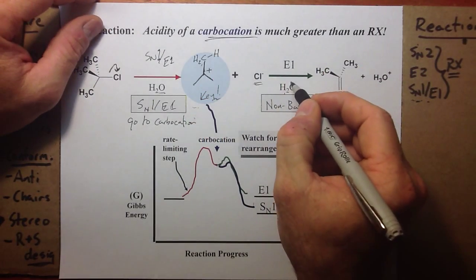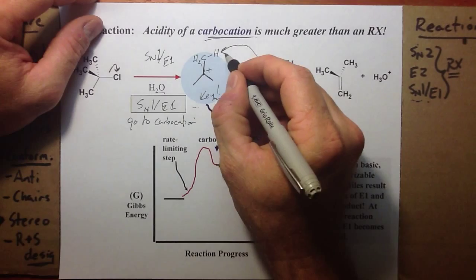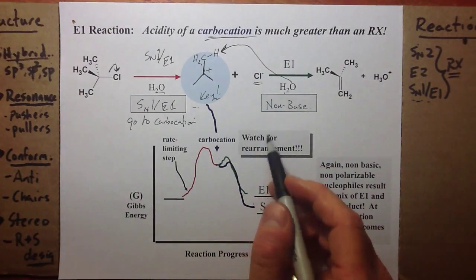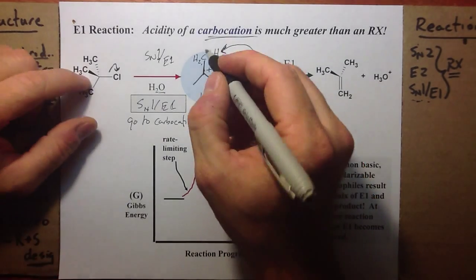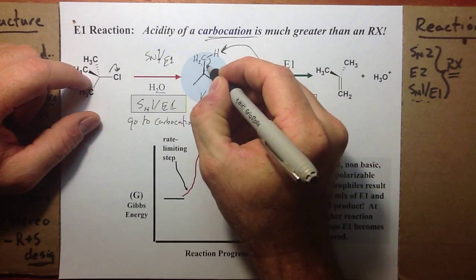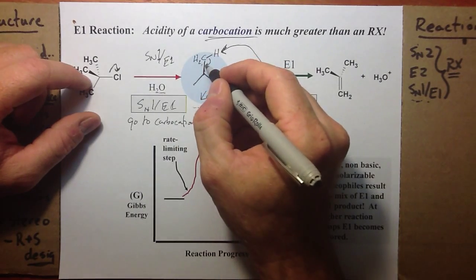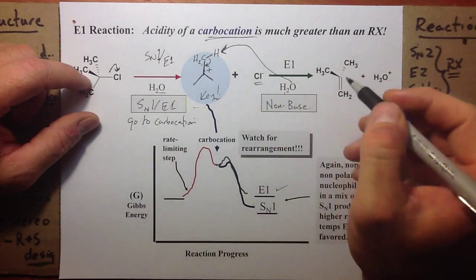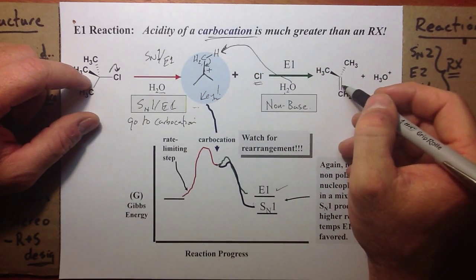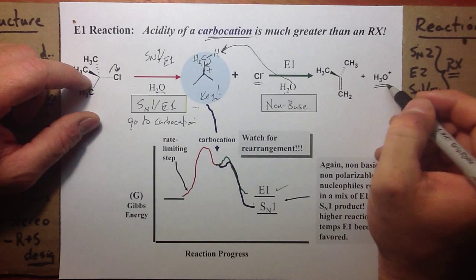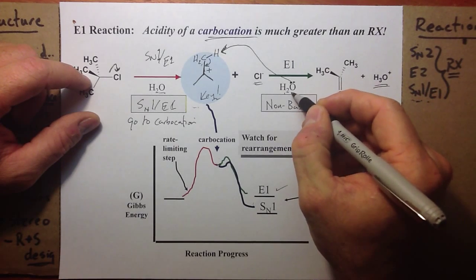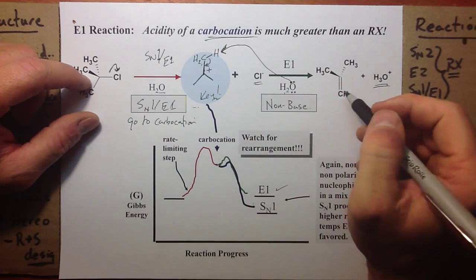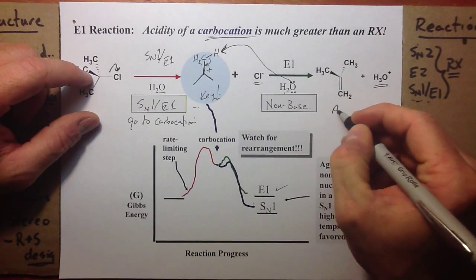We're going to draw that out. This is just part of the second step of an E1, not the rate limiting step, but the second step wherein we get to the E1 product. We attack the beta proton. The electrons in the sigma bond come down to a pi bond, and then we have our new pi bond. We have our acid proton that we've picked up with the oxygen's lone pair, one of those. And we've made, again, our final product, our alkene.